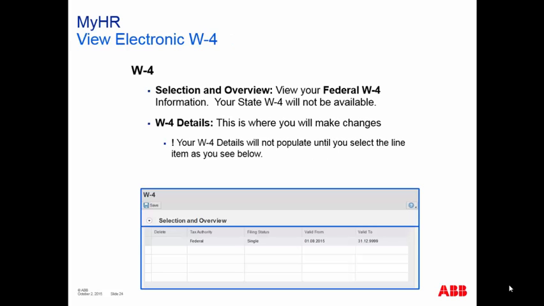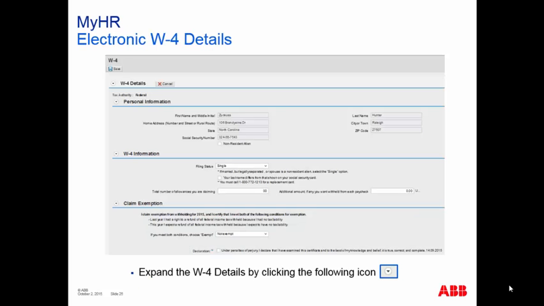When the W-4 window appears, it will be divided into 2 sections, one being Selection and Overview, and the other is W-4 Details. Now you won't see the W-4 details until you highlight the line item by clicking on the box to the far left. And the W-4 details will only contain your federal W-4 information.